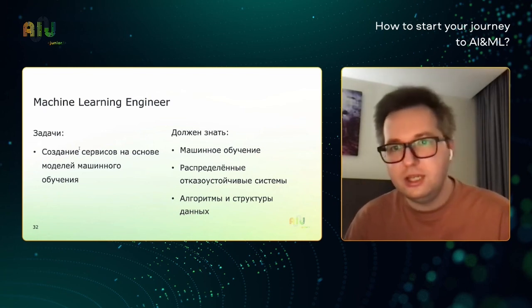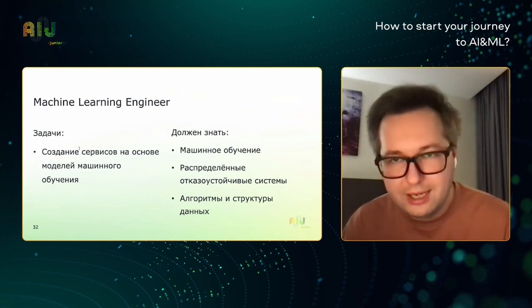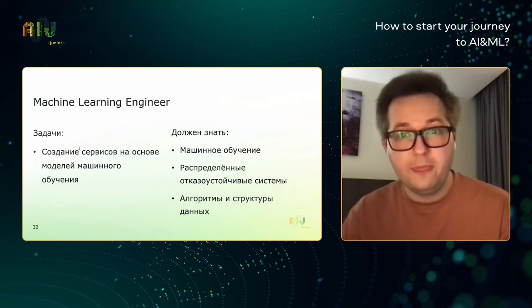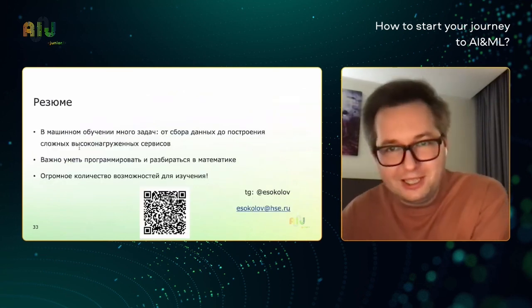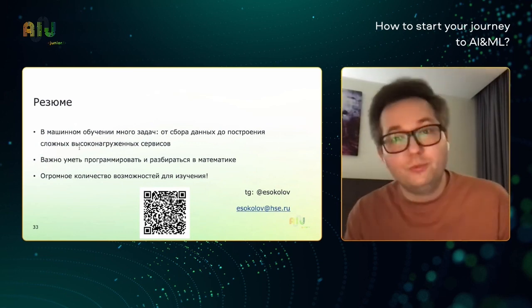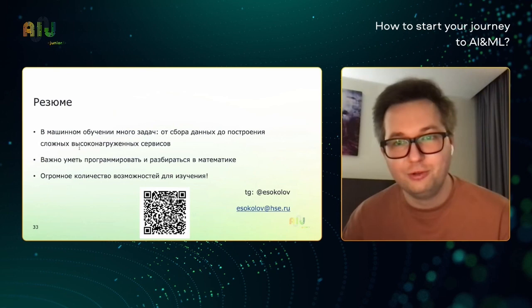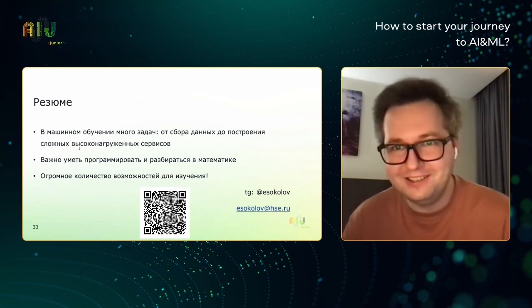These specialists are in demand today. They should be experts in machine learning, distributed systems, algorithms and data structures to write effective code. So they are working in all these areas. I told you a couple of words about what machine learning is all about, in what areas and fields you can work, and what specialists are operating in this industry.